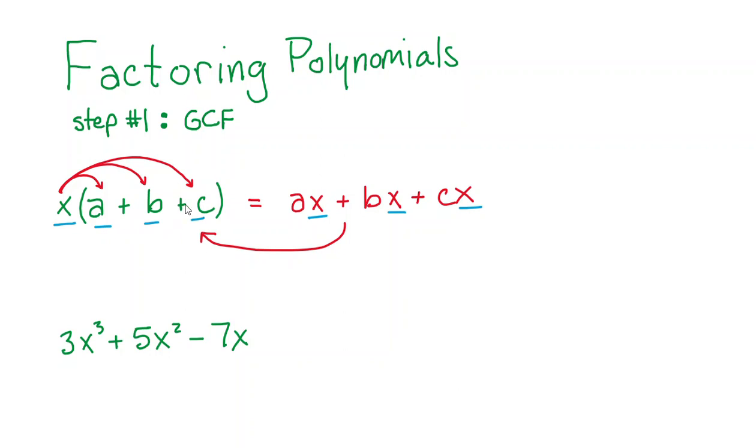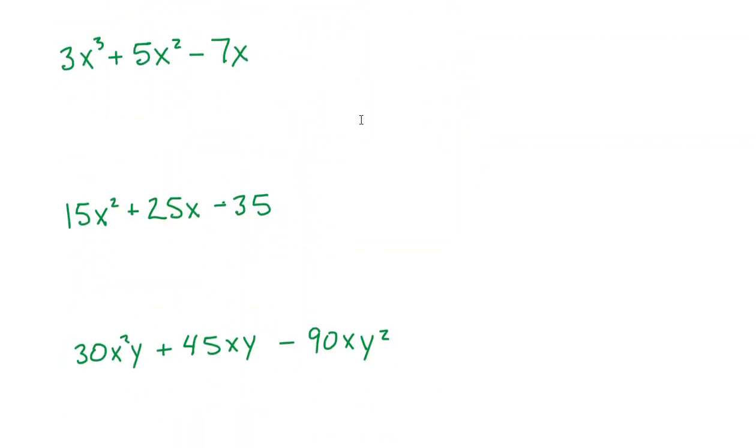Now, let's do that with some real problems. Factoring out the greatest common factor. For this problem, we have 3x cubed plus 5x squared minus 7x, and we can clearly see that they all have an x in common. There's x cubed, x squared, and then just x to the first power. So there's at least one x in each term.